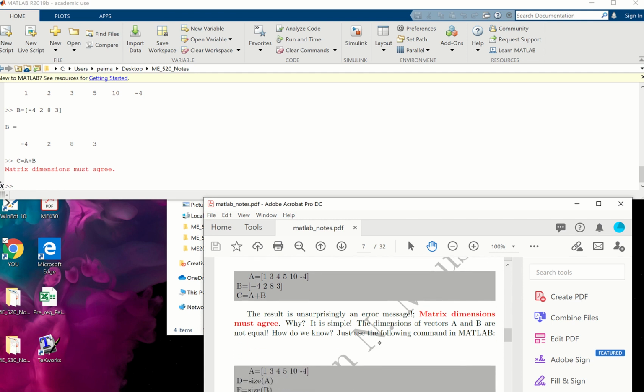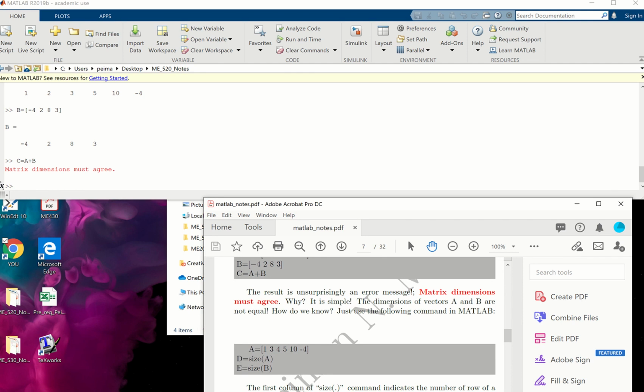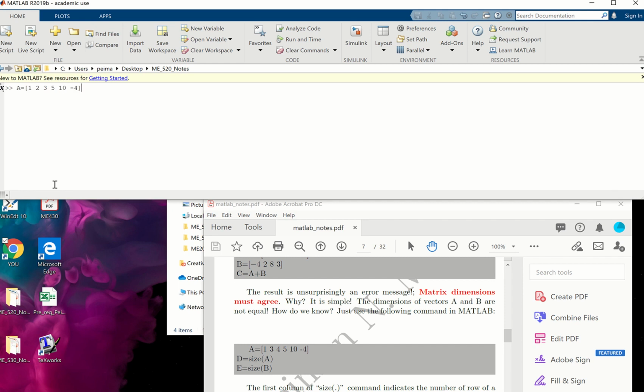So how do we check that? Just use the following command in MATLAB. Let me delete everything. Here A was this. If I say D is size of A, this is a command in MATLAB. Size of a given vector or matrix, which you're going to see eventually. The first number is the number of rows. Size means go and find the size of a vector or matrix. 1 row, 6 columns.